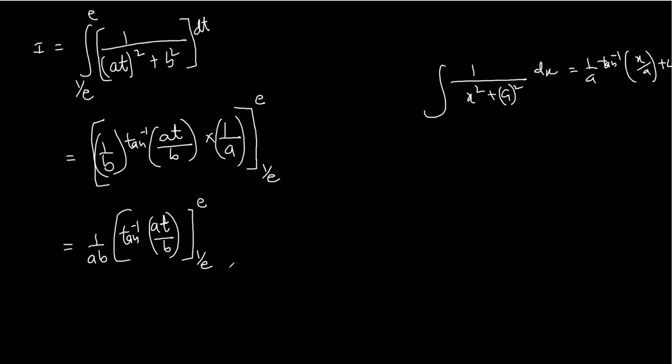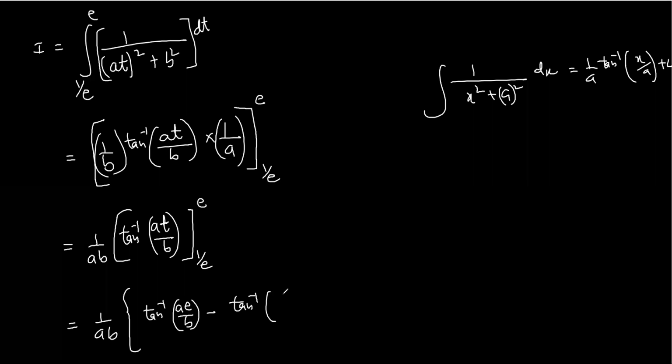Now the next step is upper limit minus lower limit. So 1 upon ab. Wherever you have t, write the upper limit: tan inverse of ae upon b, minus, wherever you have t, write the lower limit: tan inverse of a upon eb. When you write 1 upon e, that e will go down and multiply b. So this is the answer that we are going to have.